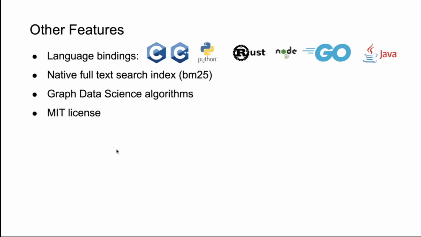So we got a bunch of other features. I can't list all of them here. You can use Kuzu in many languages. We support a lot of language bindings like C, C++, Python, Rust. Swift actually came in, Node, Go, and Java. Along with a vector index, we have a native full text search index that implements the BM25 retrieval scoring function. We have our own graph data science algorithms that we're developing.